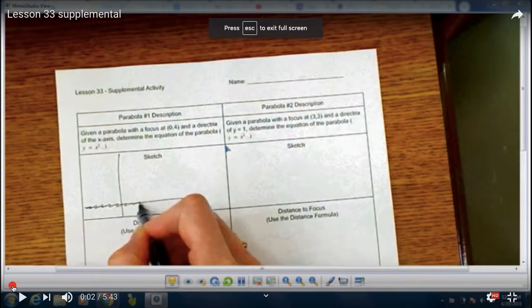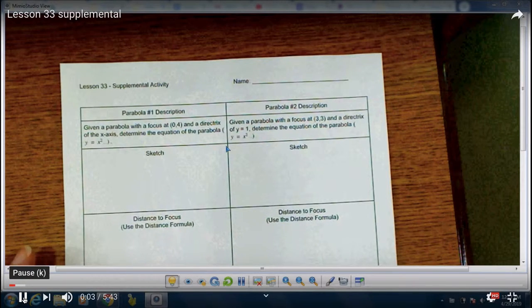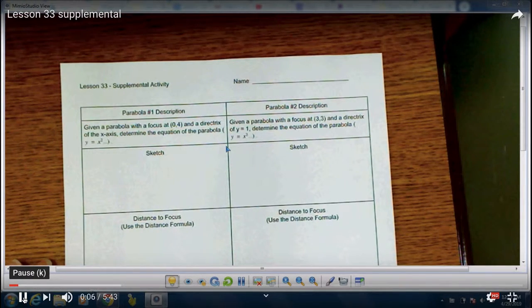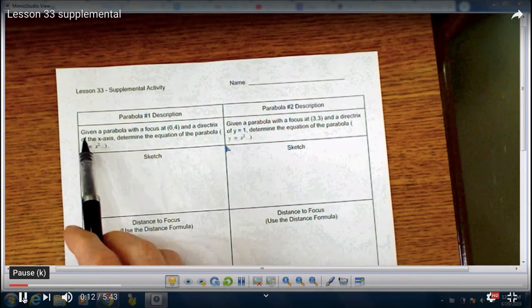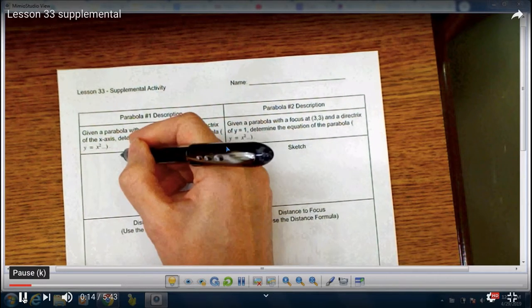Okay, so I'm going to walk you through this lesson 33 supplemental activity with sound this time. So this is just extra practice deriving the analytic equation of a parabola. So that's you're solving for y.